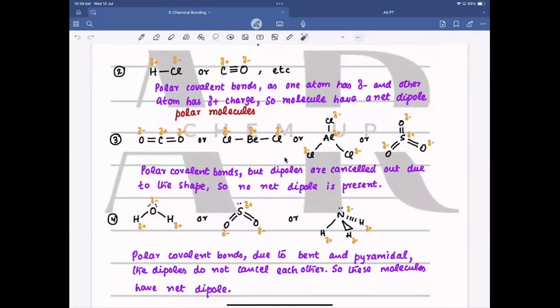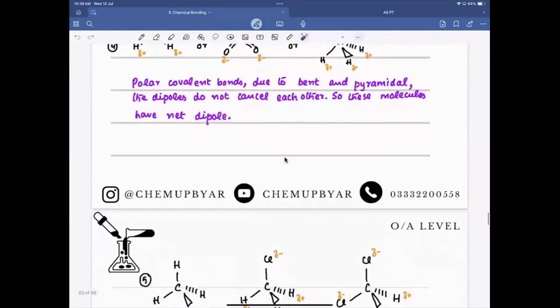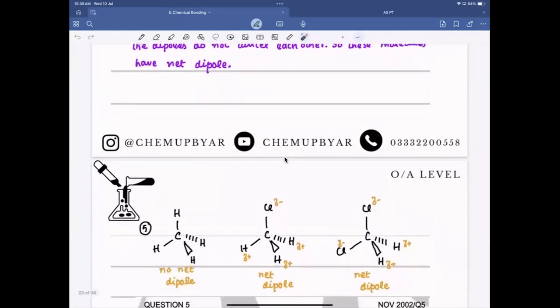If you have any confusion till here, please ask. Okay, now have a look over here. Obviously, this one has no net dipole, right? Because see, there are 4 bonds. In the middle, it is negative. This is positive, this is positive, this is positive, this is positive. So all the corners are partial positive, which makes it no net dipole, right?